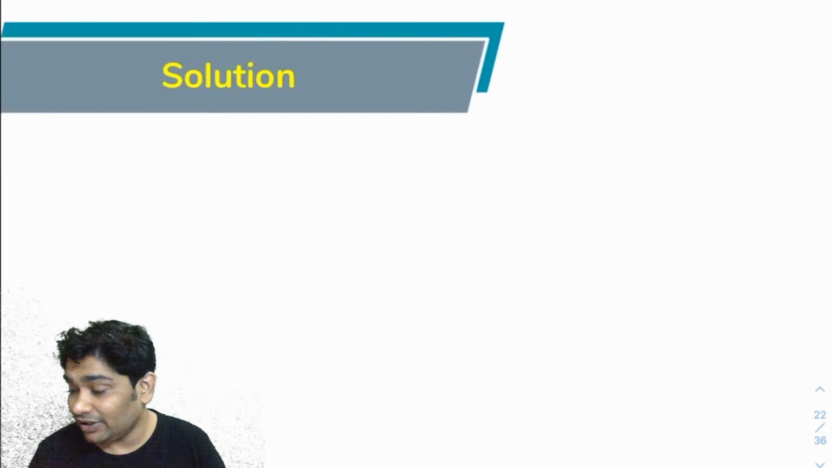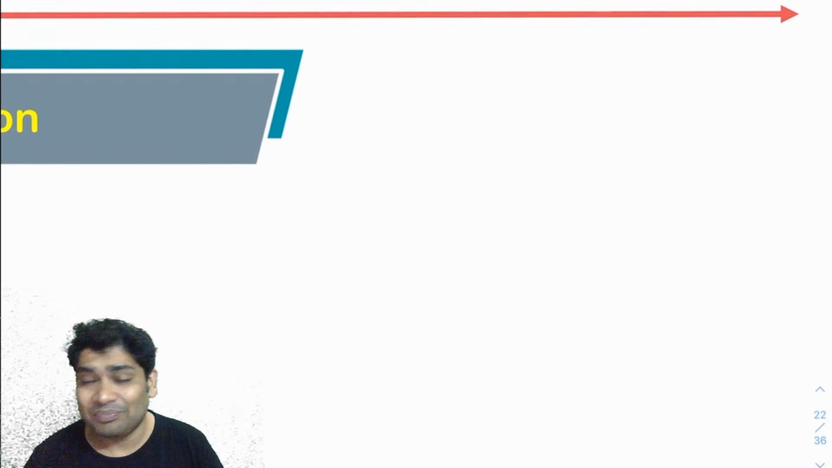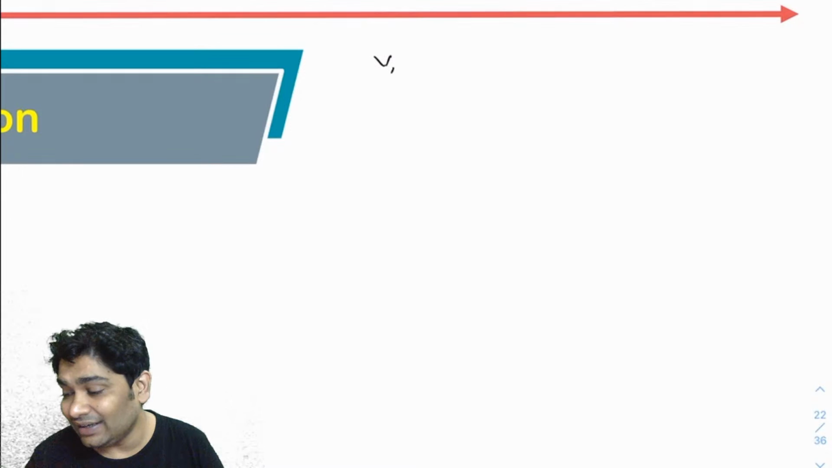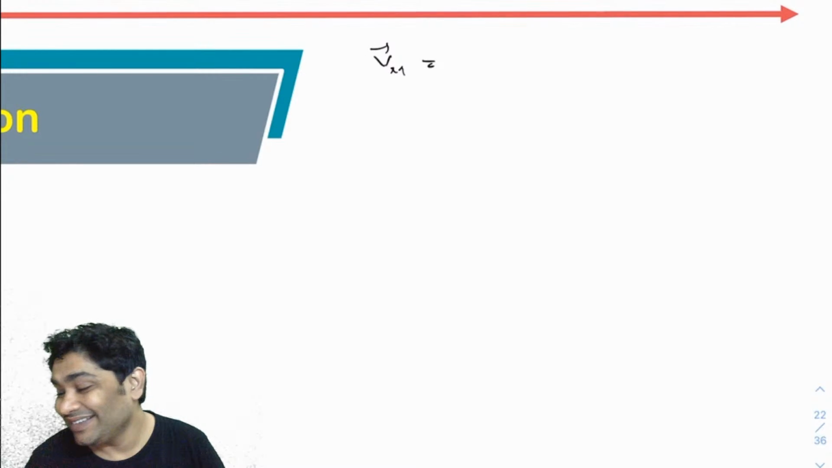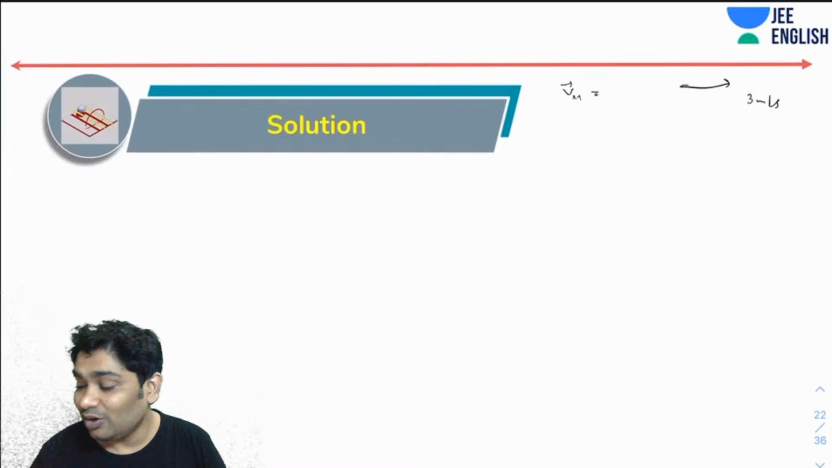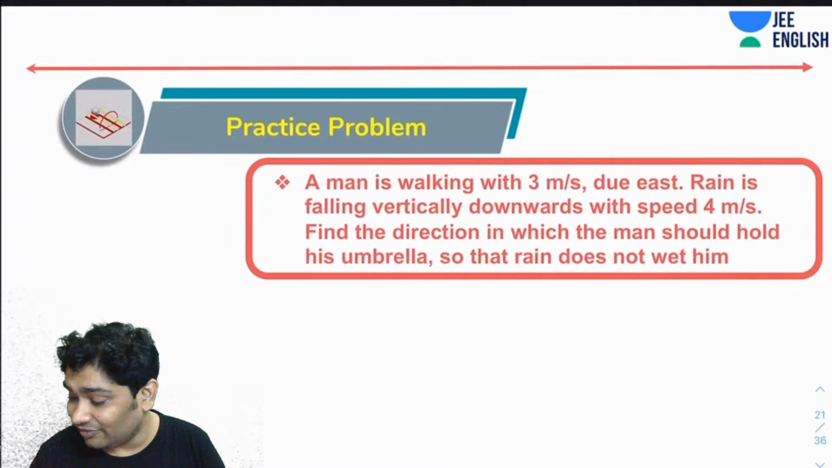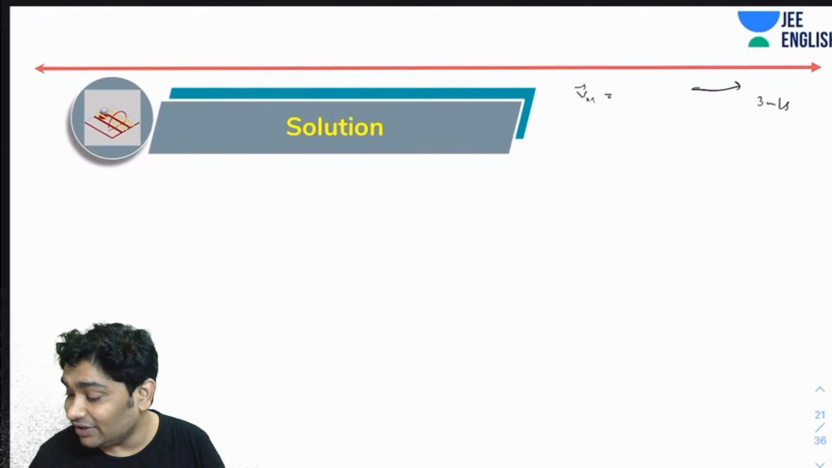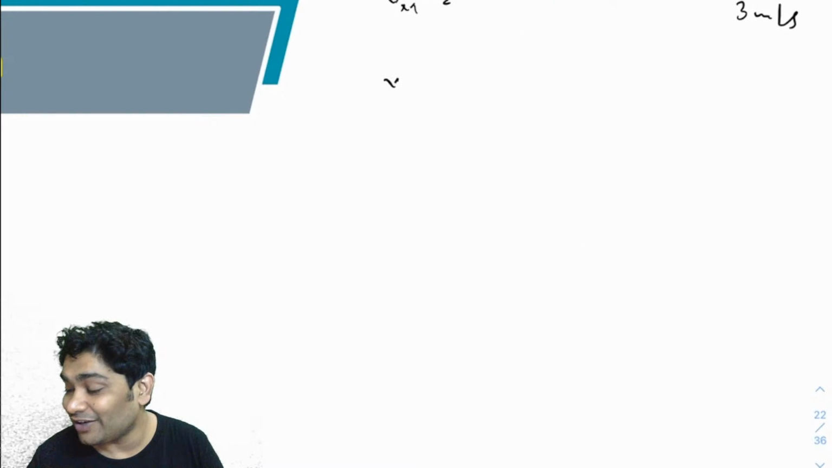Okay, man is walking with... So you don't even need to write the... Just make vector diagrams. So this is the velocity vector of man. All right. What is the velocity vector of rain? It is vertical with this. Okay. So velocity vector of rain is this.